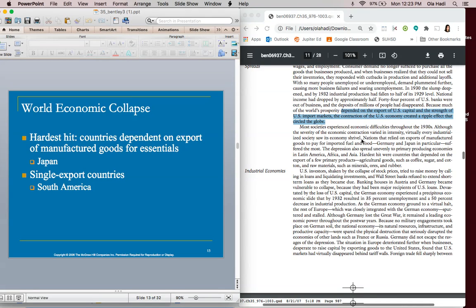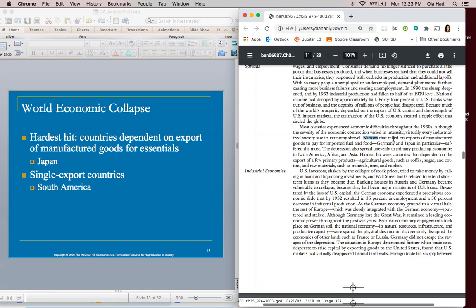This economic contraction is going to cause countries that depended on the export of manufactured goods to suffer, especially those that basically had to sell manufactured goods to get food, like Germany and Japan, which will be very, very hard hit. Also, countries that are single export countries, producing things like coffee, sugar, cotton, will also be very hard hit by the Great Depression.